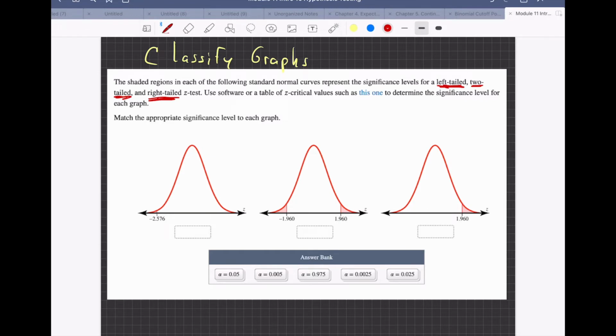All right, here, in this graph, notice the shaded area is to the left. In this case, we have a left tail. How do we know that our hypothesis test is left-tailed? Because the statement in the alternative hypothesis is, in this case, because we're going to be using proportion, proportion less than something.